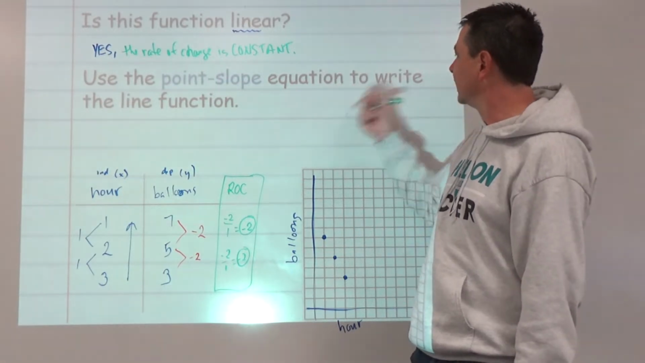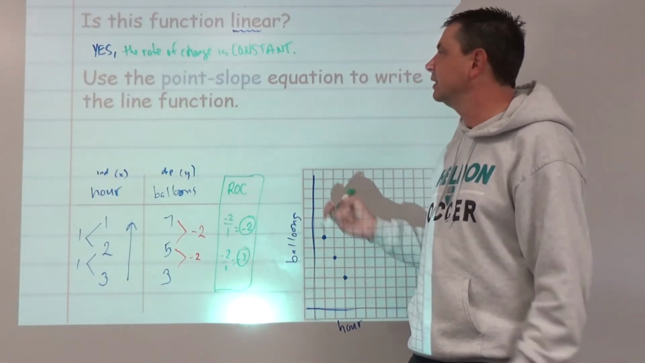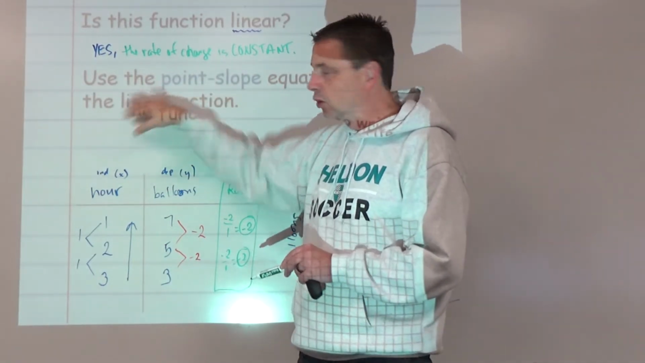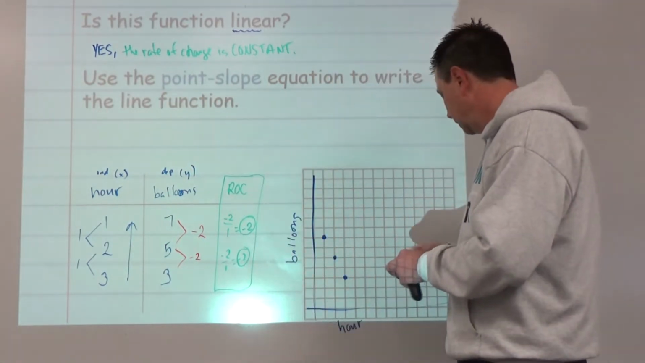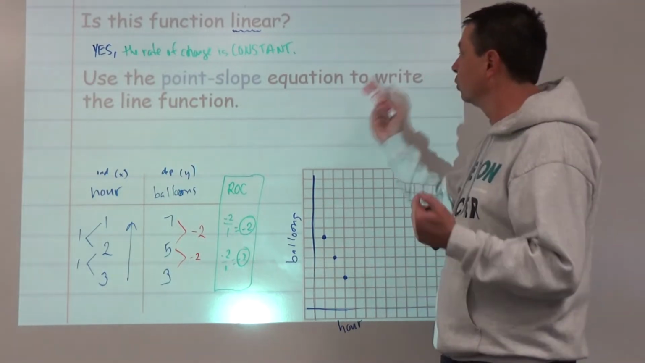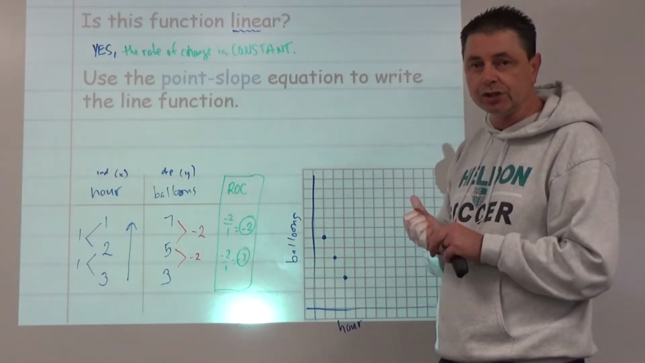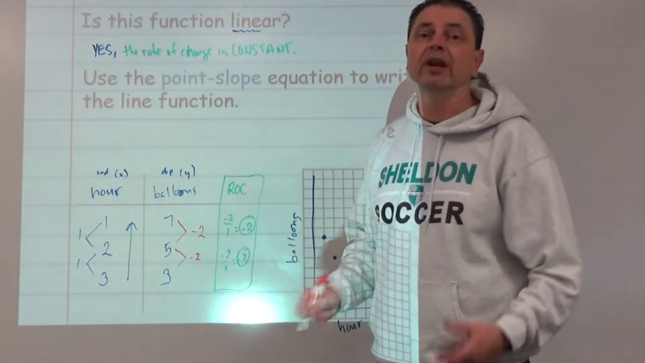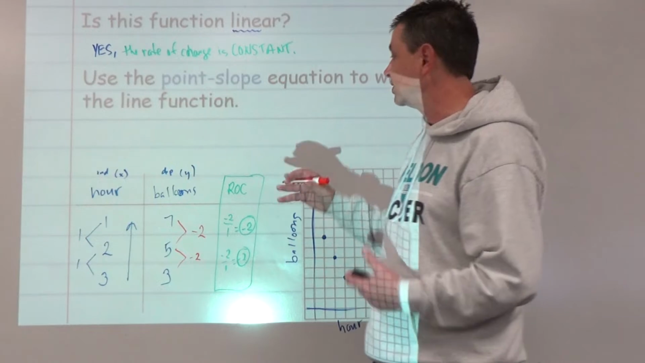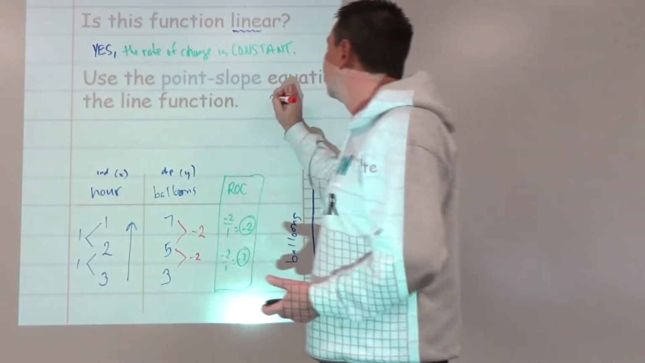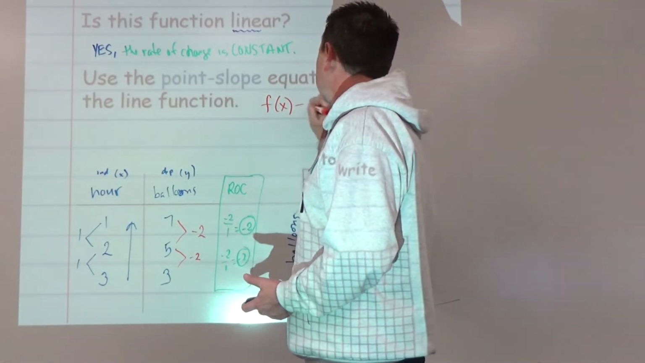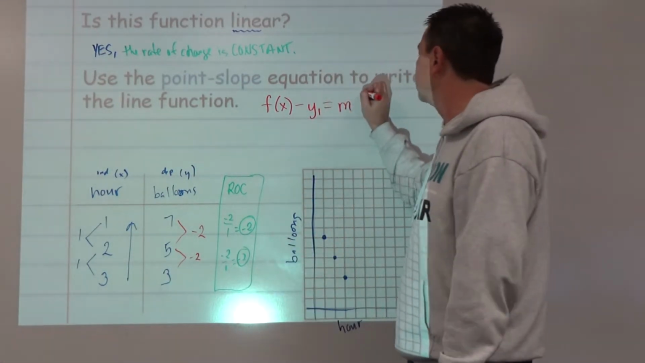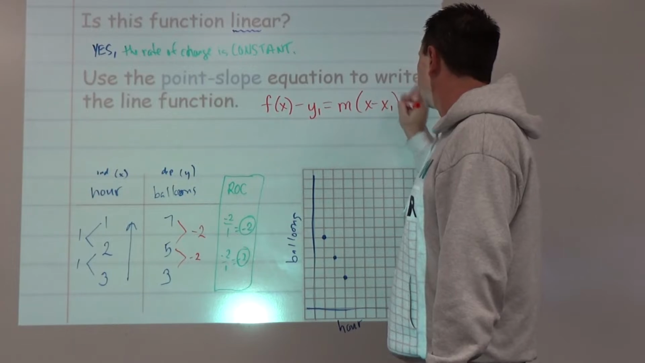All right. Use the point-slope equation to write the equation of the function. It's a little poorly worded here. So we would want to start off with, well, what is that point-slope equation? And that point-slope equation is y minus y1. But I want to get us used to using function notation. So I'm going to replace y with f of x minus y1 is equal to m, standing for slope, times x minus x1.